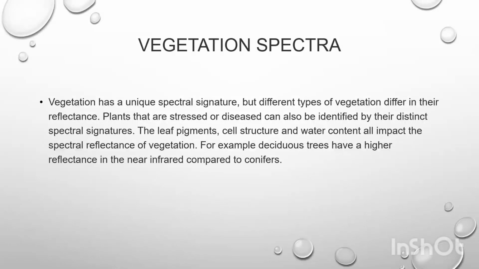Now, going to the next topic, that is vegetation spectra. Vegetation has a unique spectral signature, but different types of vegetation differ in their reflectance. Plants that are stressed or diseased can also be identified by their distinct spectral signatures. The spectral reflectance of the plants depends upon the cell structure, the water content in the leaves, and also the different types of pigments present in their leaves. For example, deciduous trees such as mango tree have a higher reflectance in the near infrared compared to coniferous trees such as pine.